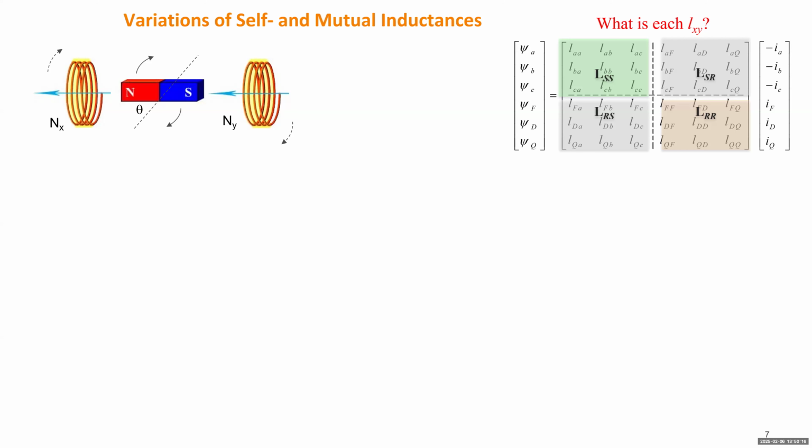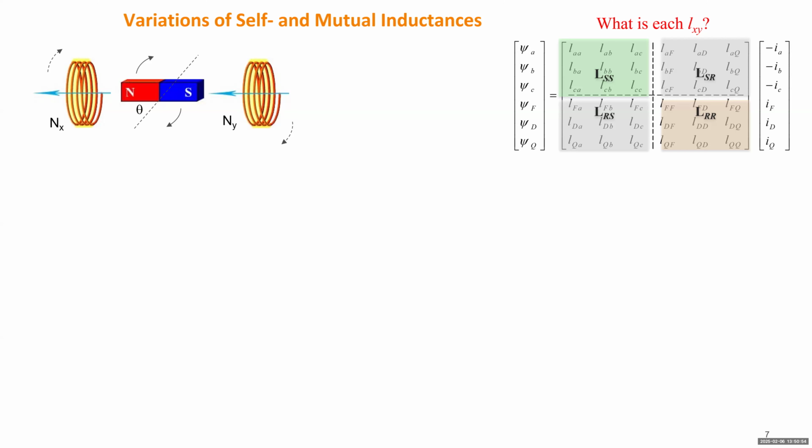On the left-hand side, we draw a figure. We assume there are two windings. The first one has NX turns and the second one has NY turns, so the two numbers can be different. The magnetic field is revolving, changing with theta, which is different from a transformer. In a transformer, the magnetic field just stays there and doesn't move. But for the generator, the magnetic field will revolve with the rotor as a function of time or theta.